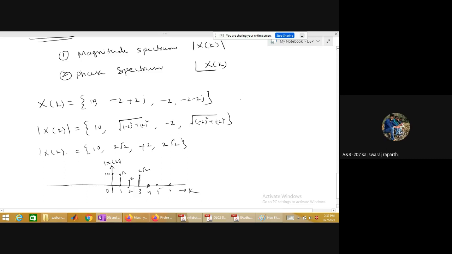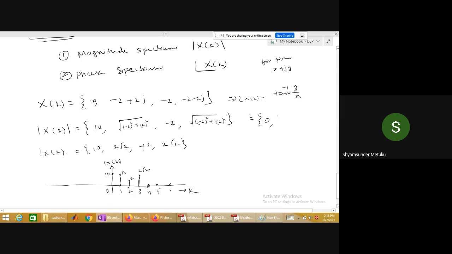Can you tell me what is the angle of X of k? Tan inverse y by x, right? For a given x plus jy, the angle will be tan inverse y by x. So tan inverse y by x, there is no imaginary part, then it will be tan inverse 0 only, right or not? Yes, sir.